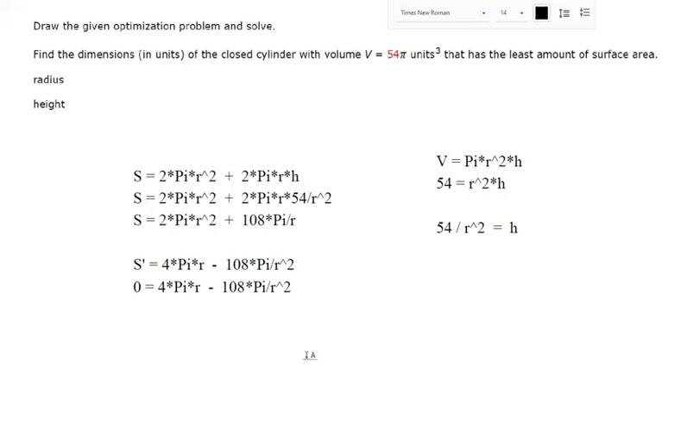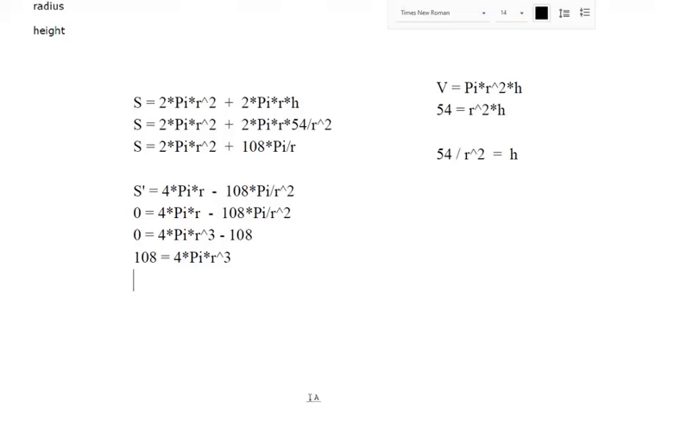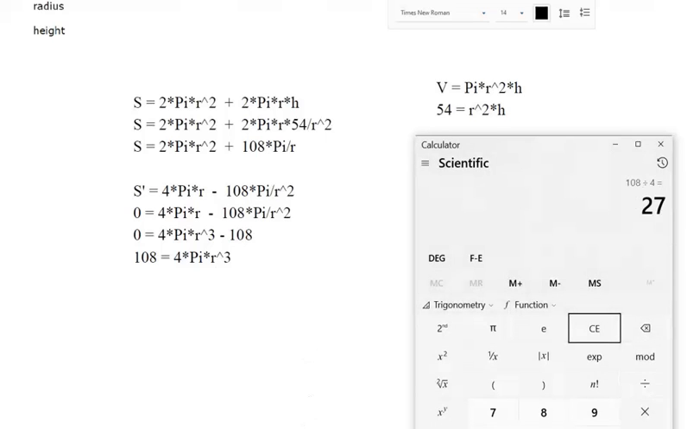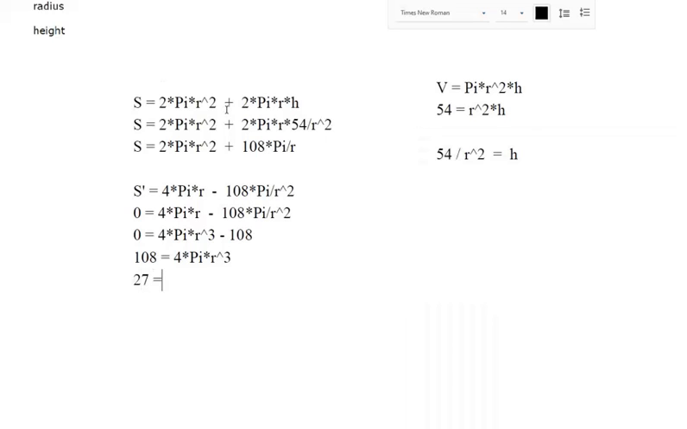And then if you want to solve for r, you want to multiply both sides by r squared to get it out of the denominator. It's going to be r to the third. So add that 108 to both sides. Divide that 4 from both sides. 27. Divide pi from both sides. If we cube root both sides, then the cube root of 27 is 3. That's pi to the cube root power, so that's 0.3 repeating.